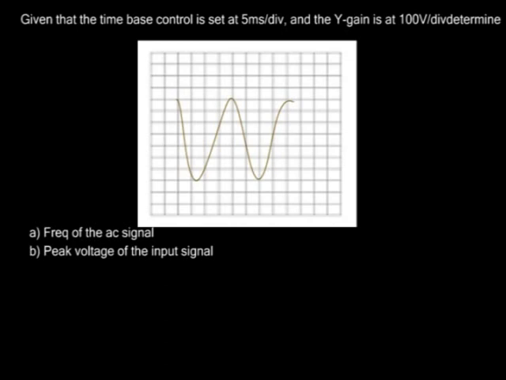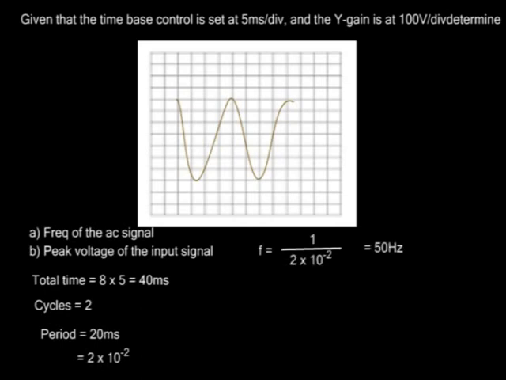In our solution, time-base control is 5 milliseconds per division. Number of divisions covered is 8. So the total time is 8 times 5, which gives us 40 milliseconds. Total number of cycles is 2. So time per cycle, that is periodic time t, is given by 40 over 2, which gives us 20 milliseconds. Frequency is 1 over t, 20 milliseconds divided by 1000 to get seconds, we get 2.0 times 10 to the power of negative 2. 1 over that gives us 50 Hertz.